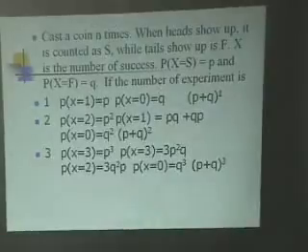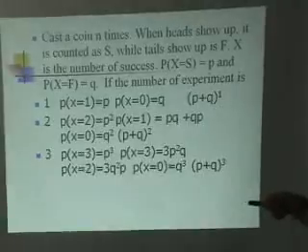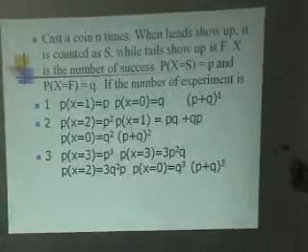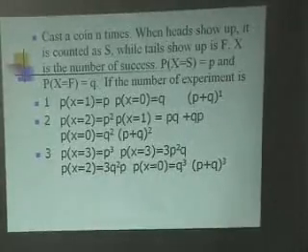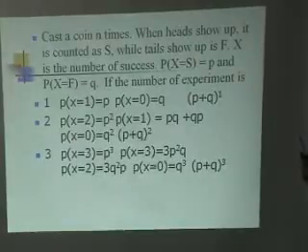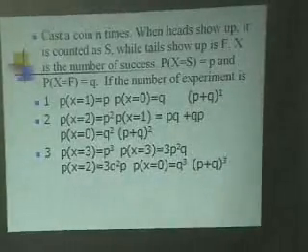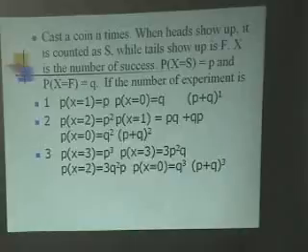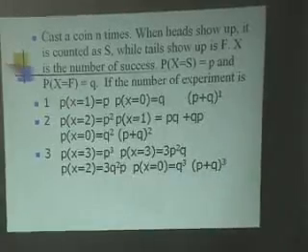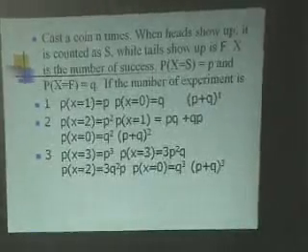So can anyone tell me what is the relationship between P and Q? We have this kind of experiment, right? There are only two possibilities, success or failure. When X is success, the probability is P. When X is failure, the probability is Q. So what should be the relationship between P and Q?